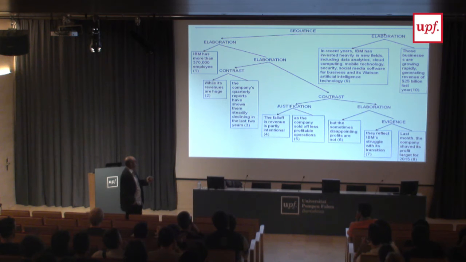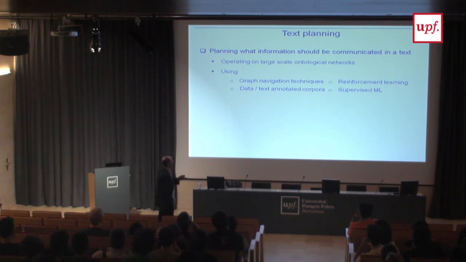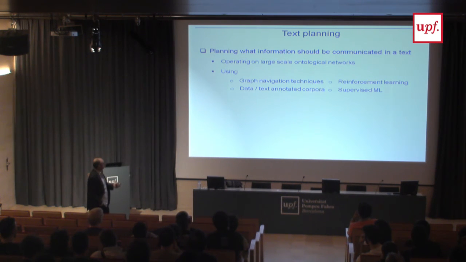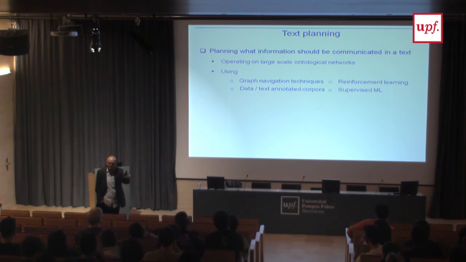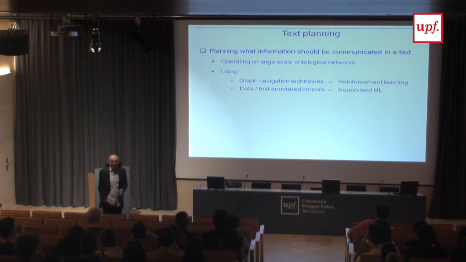And what we want to do when we do text planning is first to plan what information should be communicated in a text. This obviously depends on the goals of the writer, that is the machine, the addressee, and the context in which it's written. For this purpose, we use graph navigation techniques, also distance metrics. We played with reinforcement learning a lot, and also supervised learning, annotating corpora with data structures.